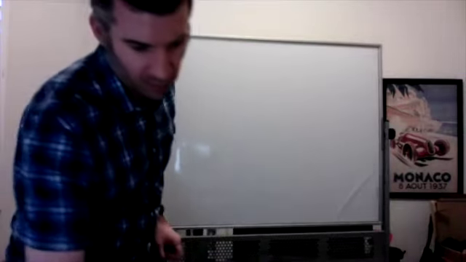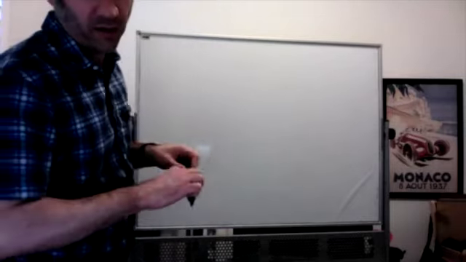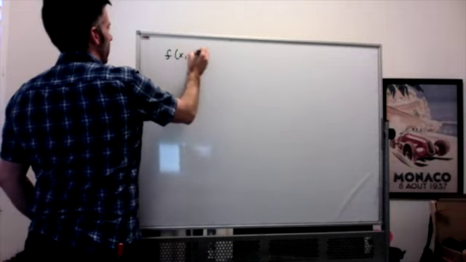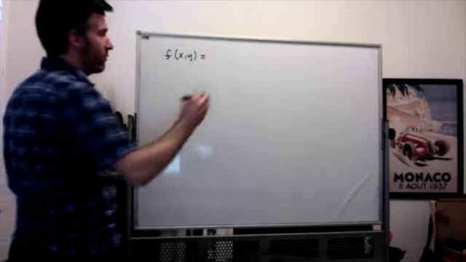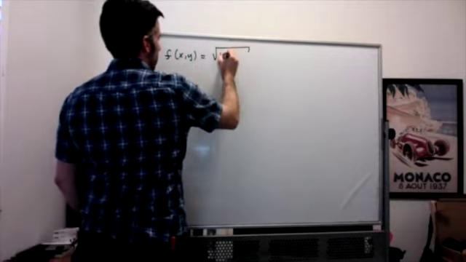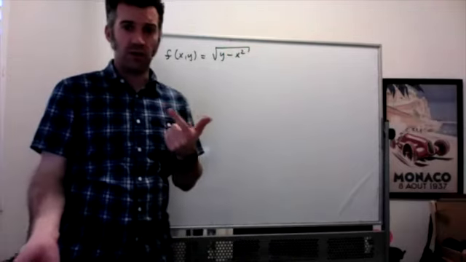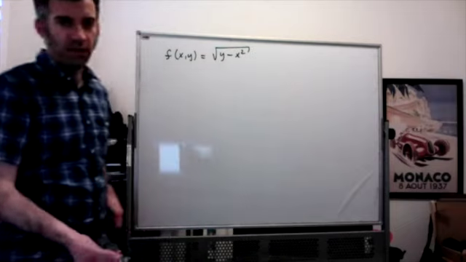Let's look at another example. Let's look at something like this. What if I want to think about the function f of x, y equal to the square root of y minus x squared? Again, we're going to talk about domain, range, maybe some graphing stuff. Domain.